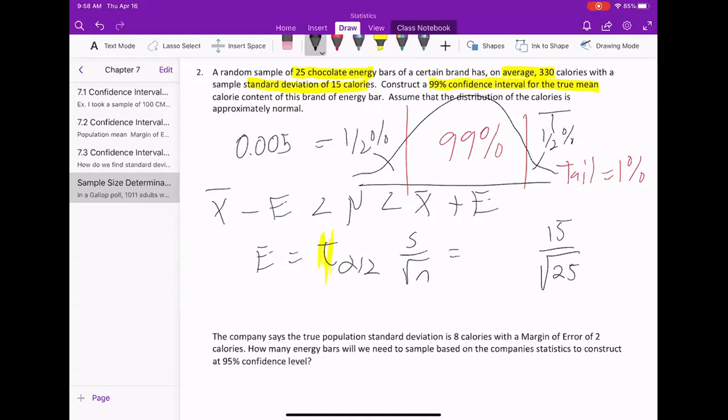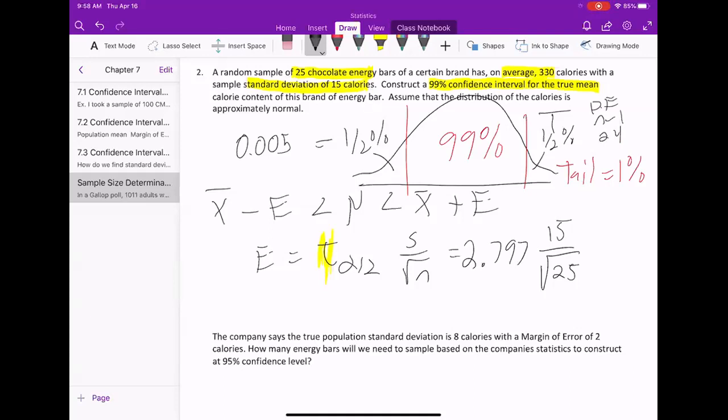We have to find 0.005 in one tail or 0.01 in two tails. So I am in the first column. I need to know my degrees of freedom, which is n minus 1, so my degrees of freedom is 24. I come down to 24, line it up to the first column, and I get a critical value of 2.797. That's what I got.